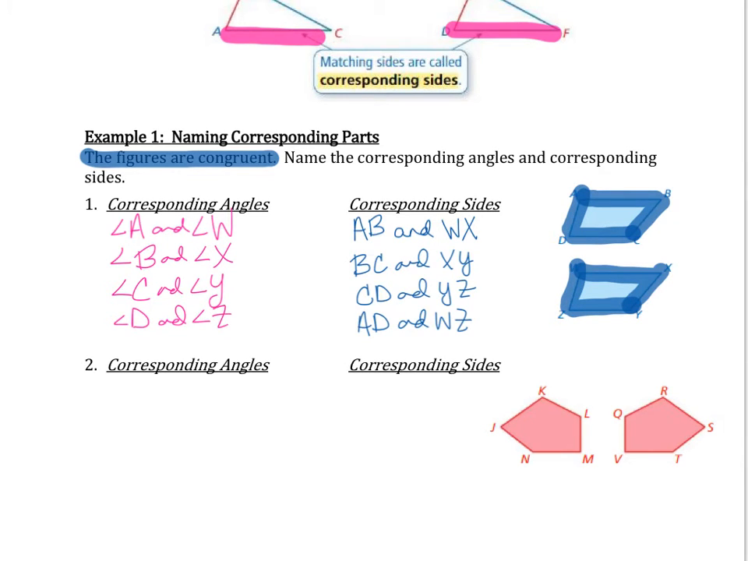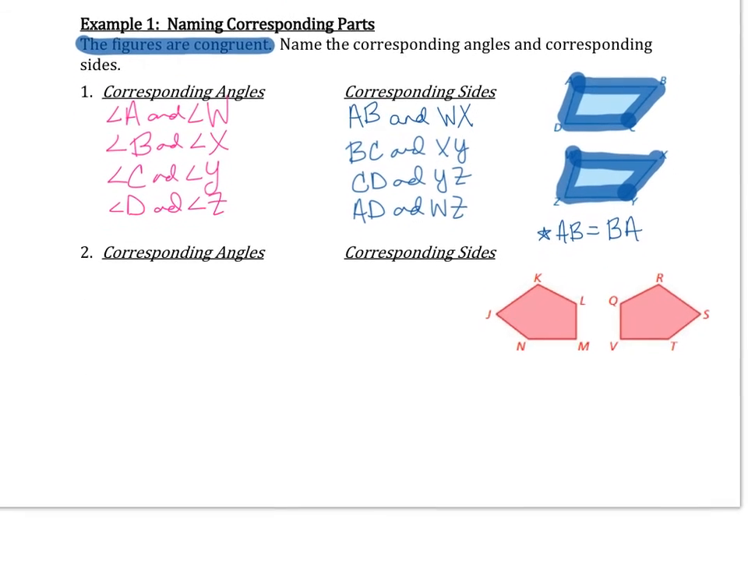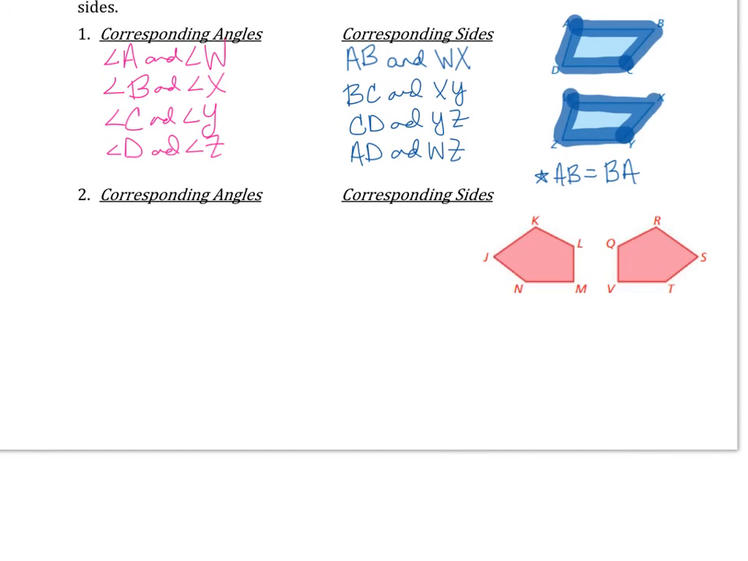Now all these sides can be named the opposite of what I said, like side AB could really be BA. It just really depends on how you name it as long as you hit all sets of sides. So go ahead and try this one on your own. So I want all sets of corresponding angles and corresponding sides.